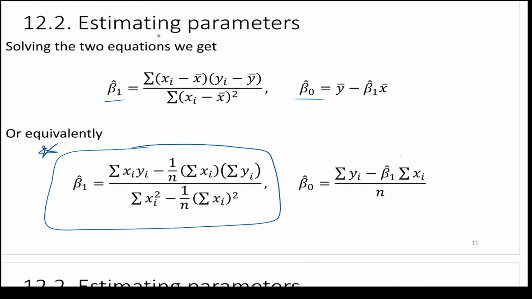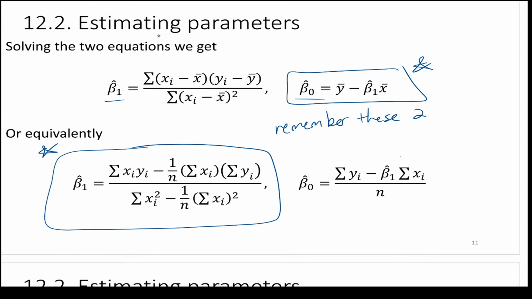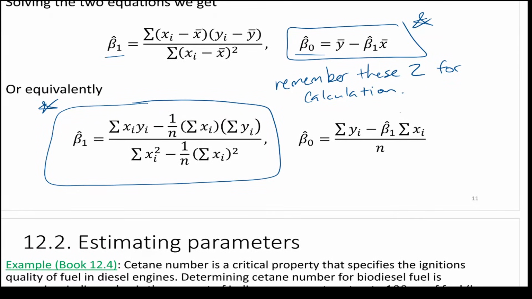And I'd probably remember these two. So remember these two. So you use these two formulas for calculation purposes. And what does that do? That gives you an estimate of the line that models the true relationship between the two random variables x and y based on your data.